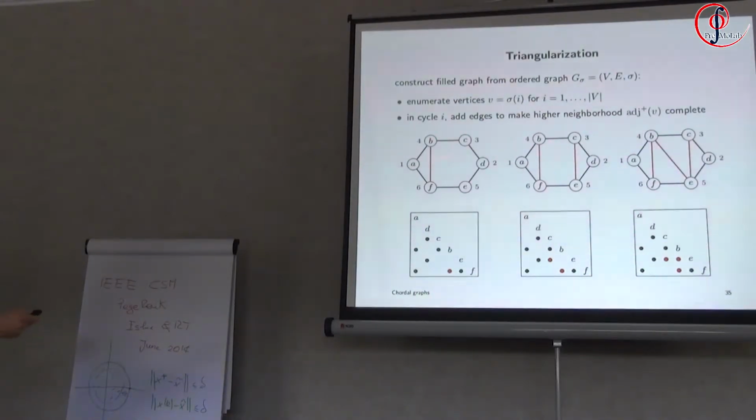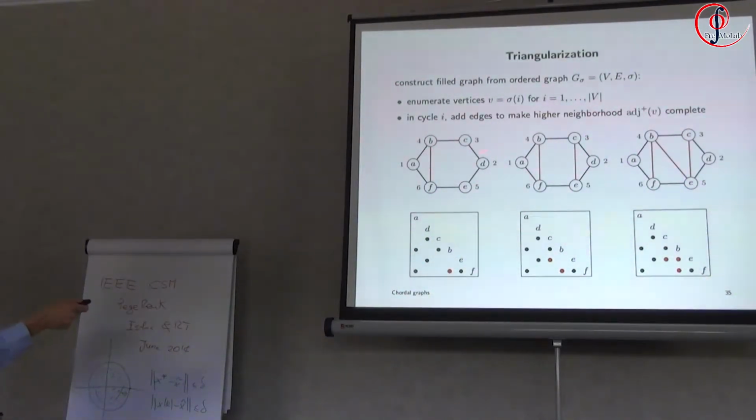So you start with the lowest vertex in the ordering, vertex 1. And then you add an edge between all vertices in its higher neighborhood that are not already connected. So here A is connected to B and F, so you add an edge between B and F.